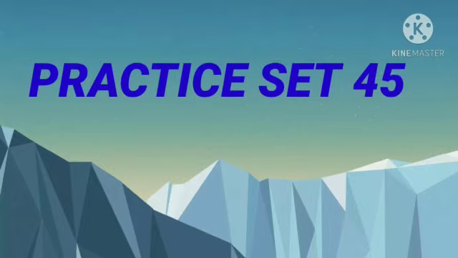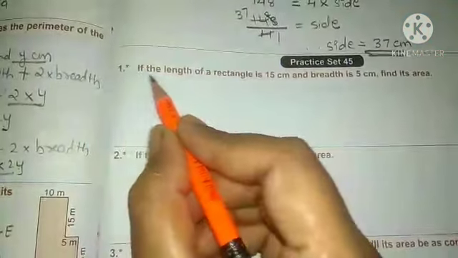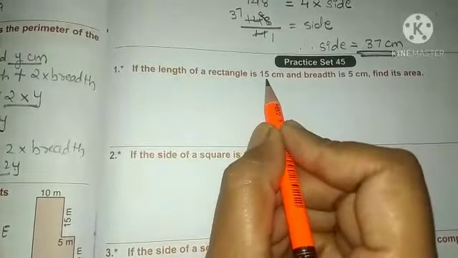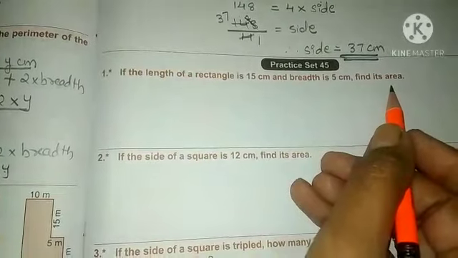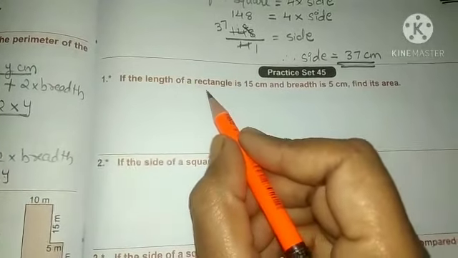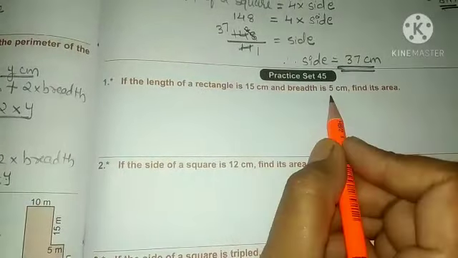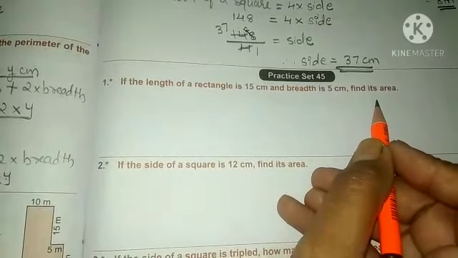Now let's see practice set 45. Now see question number 1. If the length of a rectangle is 15 centimeter and breadth is 5 centimeter, find its area. Now students, here the length and breadth of a rectangle are given. You have to find out its area.